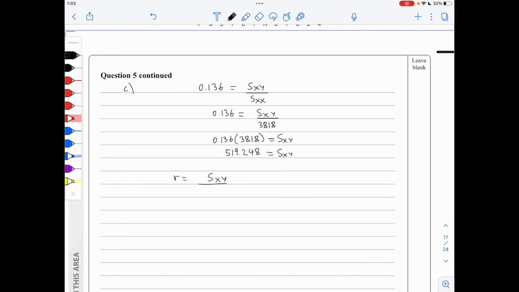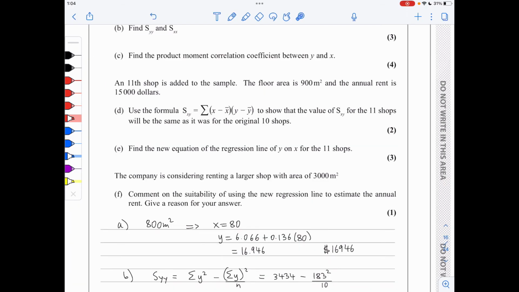And therefore now I can proceed with the calculation of the product moment correlation coefficient. It is SXY over the square root of SXX SYY, and this gives 519.248 over the square root of 3818 times 85.1, which is 0.9109.